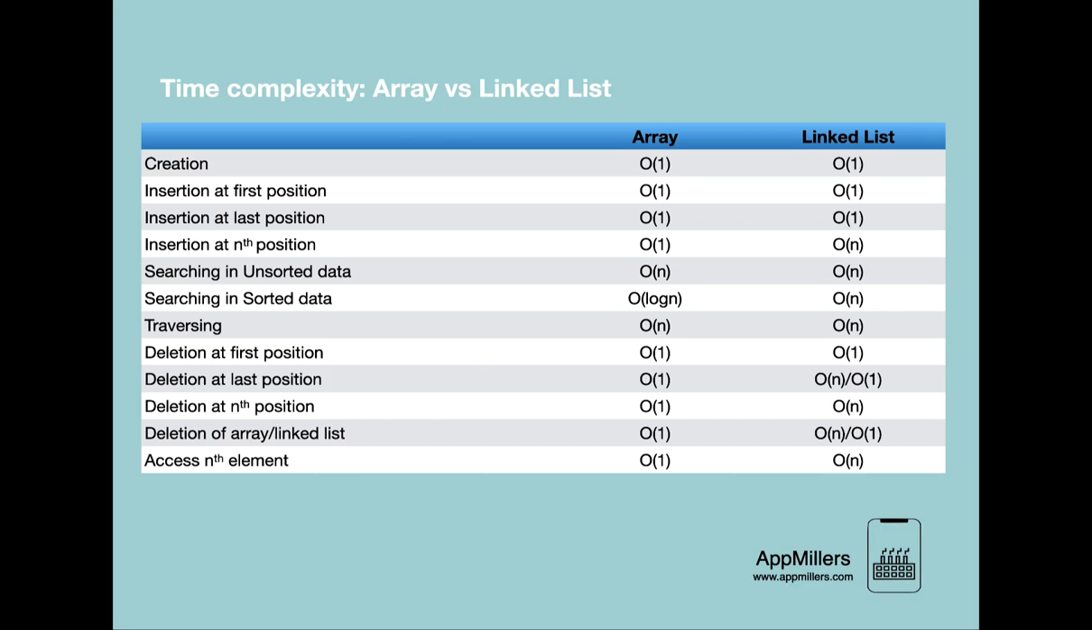So the first operation here is creation. So we know that creation of an array takes O(1) time complexity, and similarly creation of linked list takes O(1) time complexity, because here we are just creating a node and assigning a value to it.